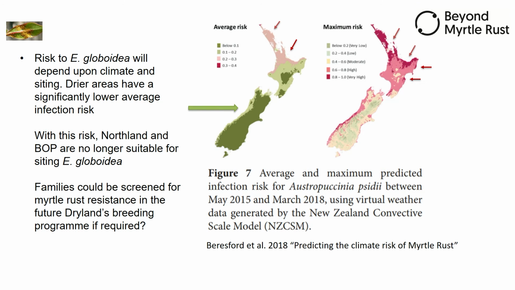The actual risk presented to globoidea plantations in the field will depend on climate and siting. You can see here in these myrtle rust maps produced by Rob Beresford from his modelling work that the drier areas that are shown in green have a significantly lower average infection risk compared to the higher risk areas that are in pink, and the maximum risk under ideal weather conditions are shown on the right in red.